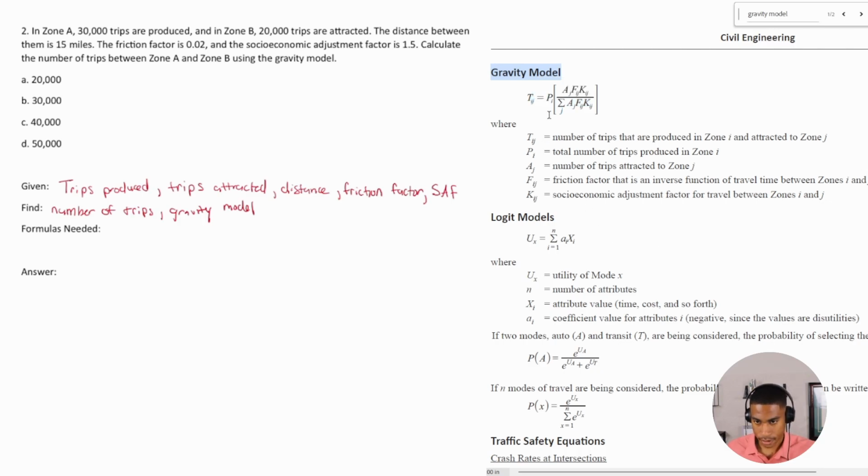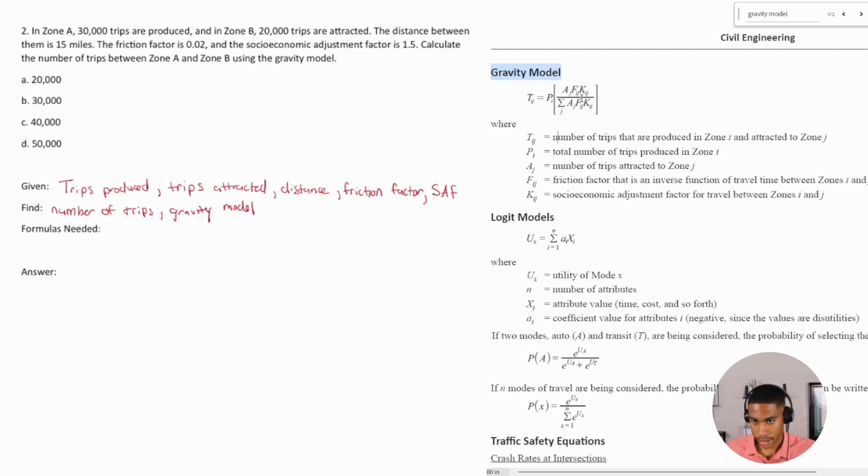We have Pi, which is the total number of trips produced. We have that information, so we have Pi, which is in this equation here. What about Aj, the number of trips attracted? We have the trips attracted, which is the 20,000.